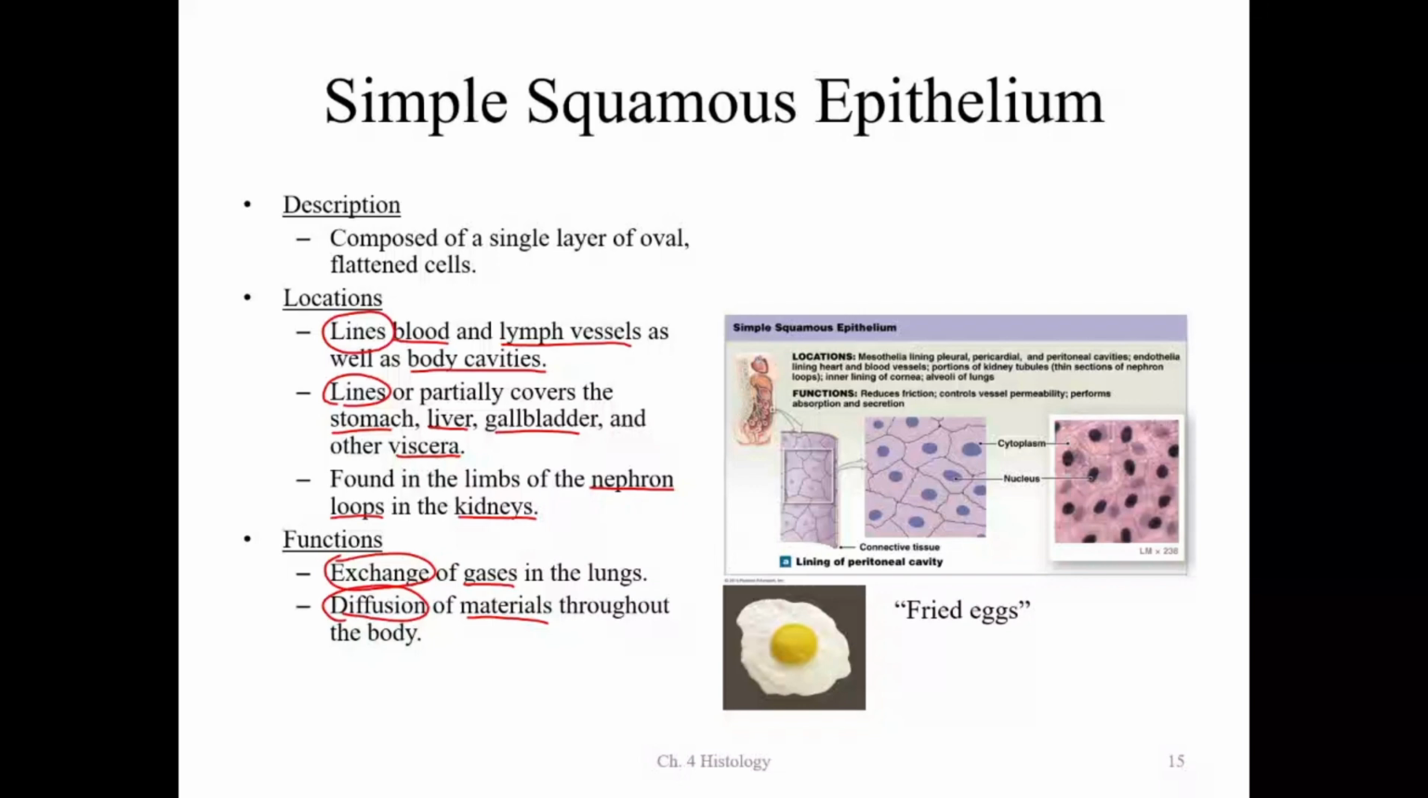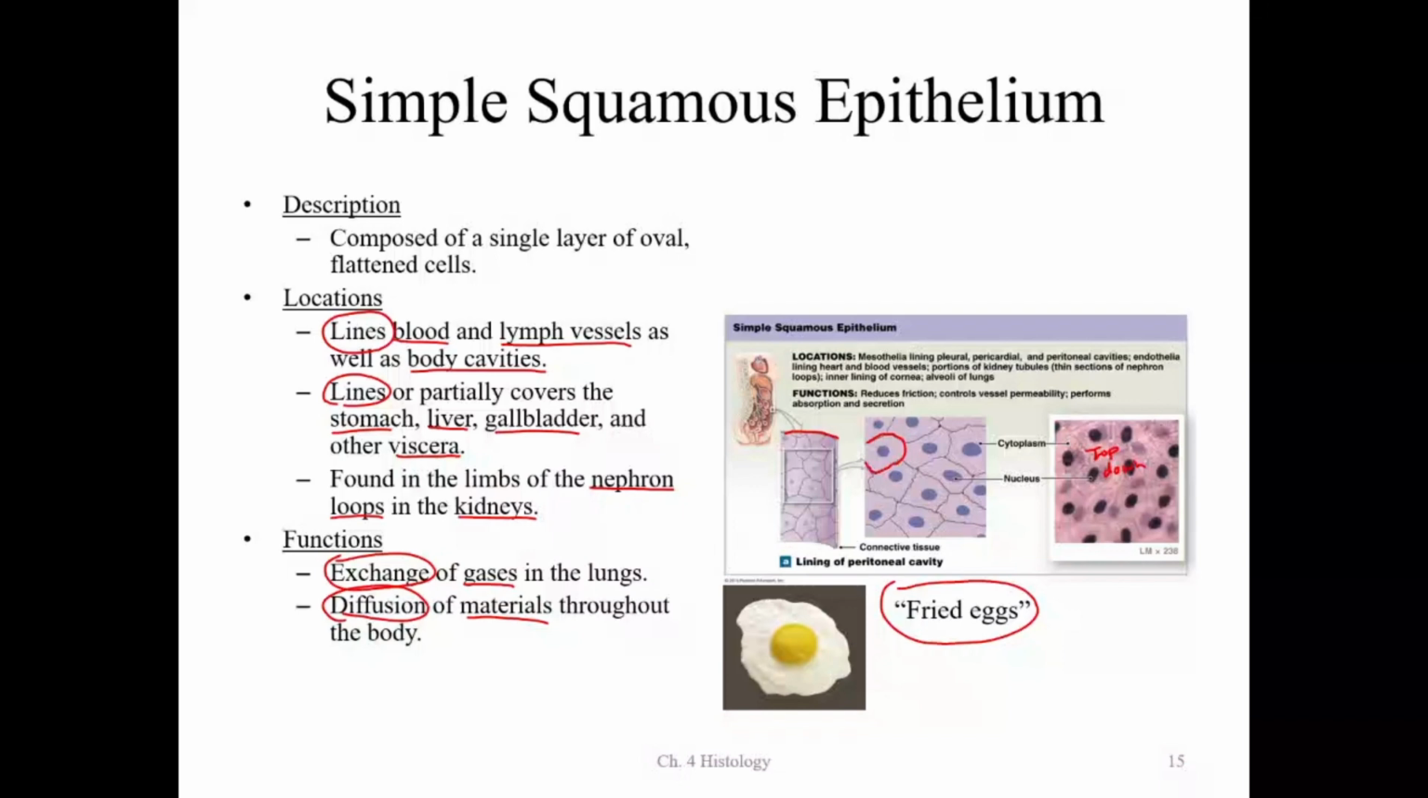So it's very thin. When we look at it, it is extremely thin. One layer of flattened cells that look like fried eggs. Now this is top down. These are textbook images of how it looks like a fried egg. Then I put the fried egg on there so we can think fried egg. Simple squamous, when you look down on it, looks like fried eggs.